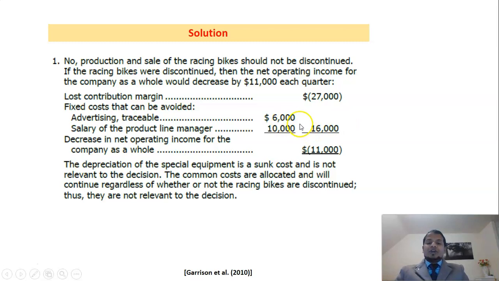So our savings, if we close racing bike, our loss is 27,000 contribution, and the cost that we can save is 16,000. So what we can say, our saving is lower than loss. So ultimately 11,000 loss if we close the racing bike division. So that means the company should not discontinue the racing bike division.